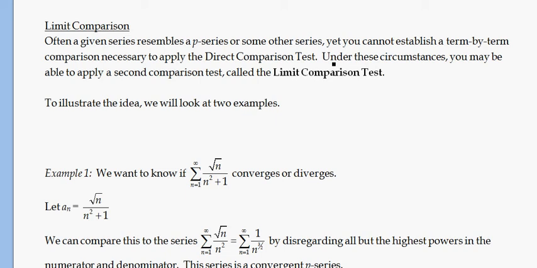So we're going to look at another kind of comparison test. This is called the limit comparison test. This will be used when you have a series that resembles a p-series or some other well-known series like geometric, but you can't establish a term-by-term comparison. So we'll be using what's called the limit comparison test. So let's look at a couple of examples.